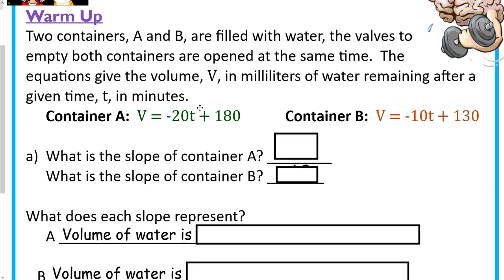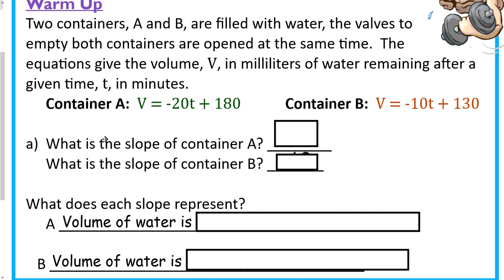All right, so we've got two containers, container A and container B, and they are being emptied at different rates, and they are also starting at a different volume. Okay, so first question says, what is the slope of container A, this container here? So you should see that this is in the form y equals mx plus b. Our m would be negative 20, and then our b would be 180.